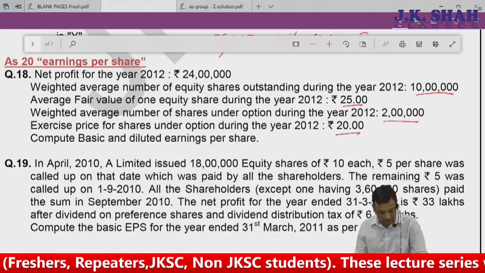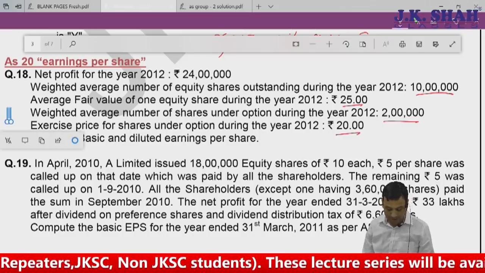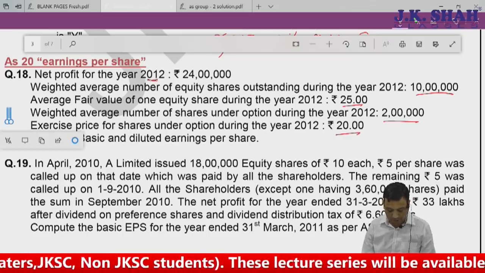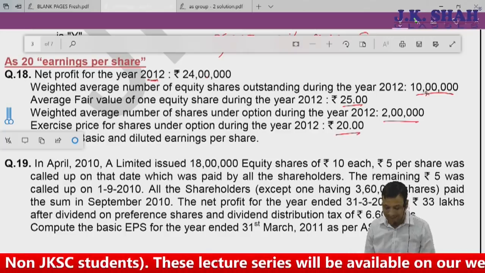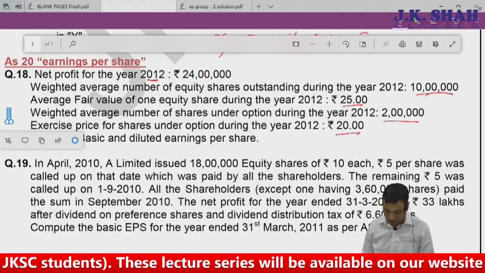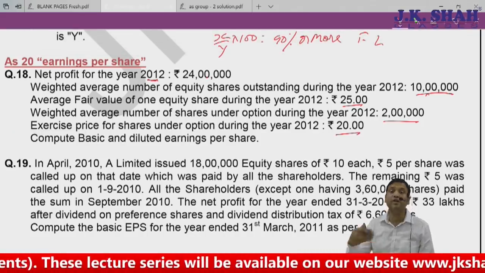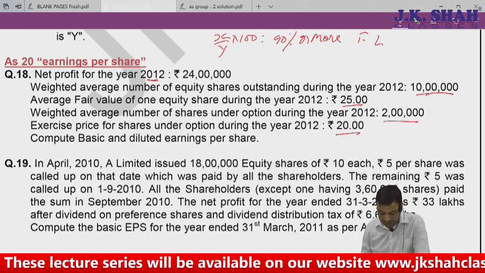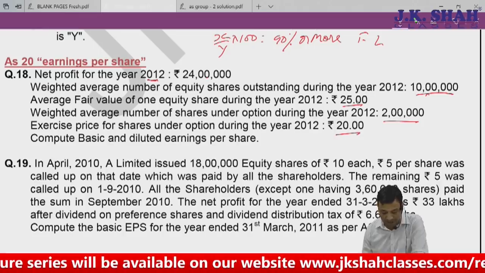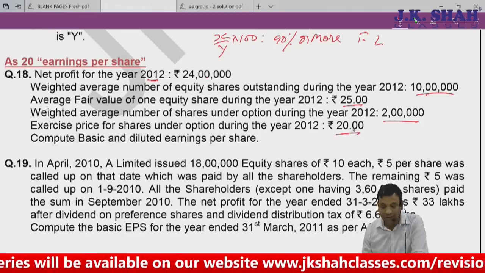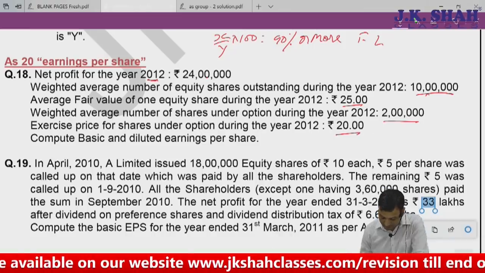Yeah. So the net profit for 2012 is 24 lakhs. So can I say for 2012 I can find out what is my EPS? 24 lakhs divided by 10 lakhs, that is nothing but 2.4. Now diluted EPS, how to find out diluted EPS? I'll say, sir, there are 2 lakh shares under options. Market price is 25, I'm only going to get 20. Meaning, what is the equivalent number of shares?